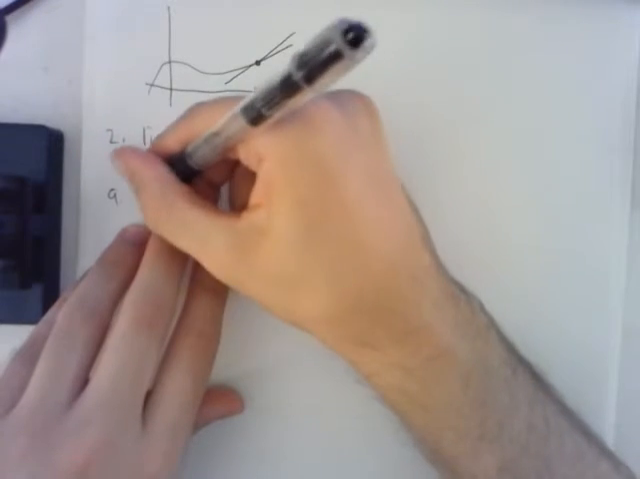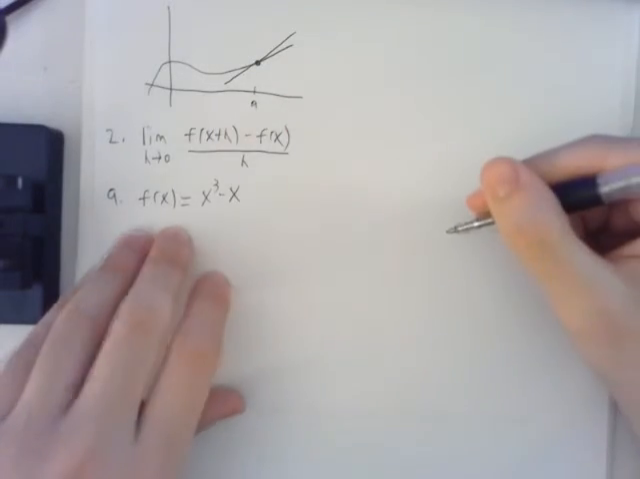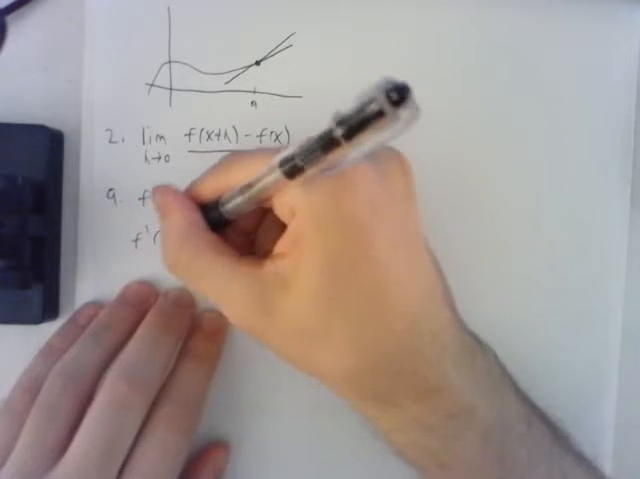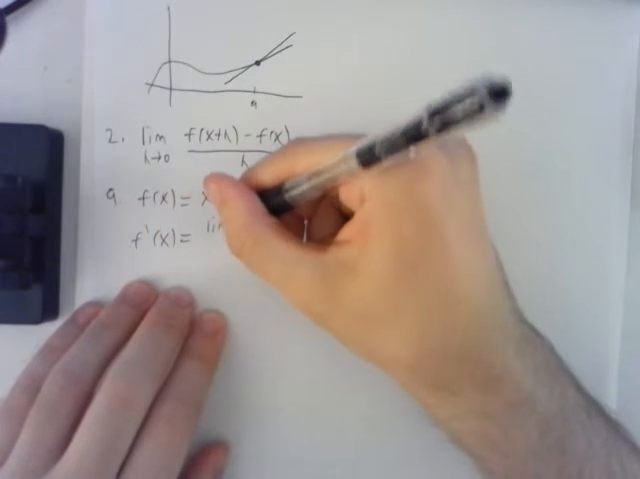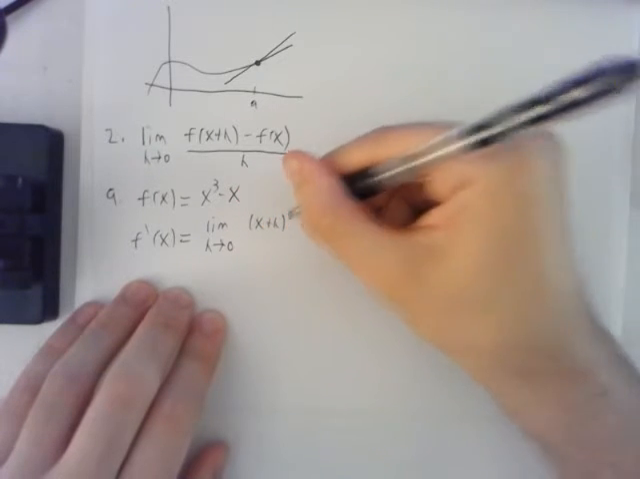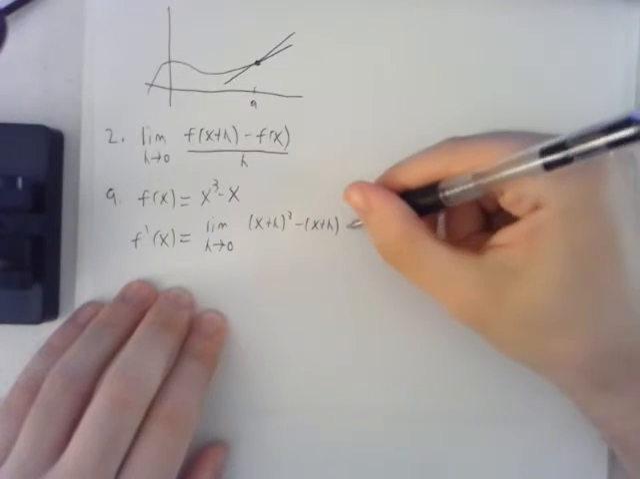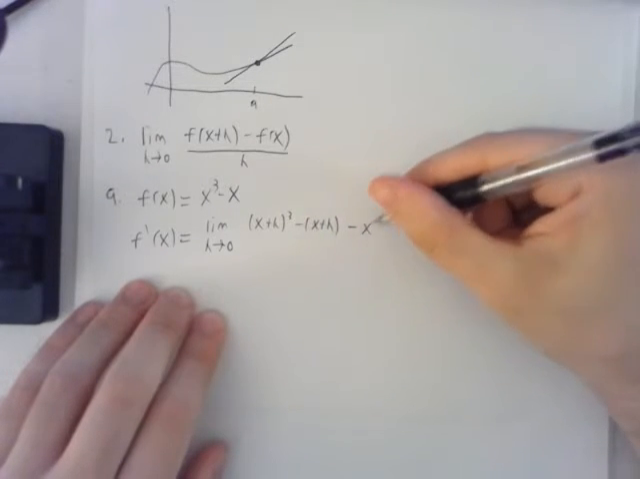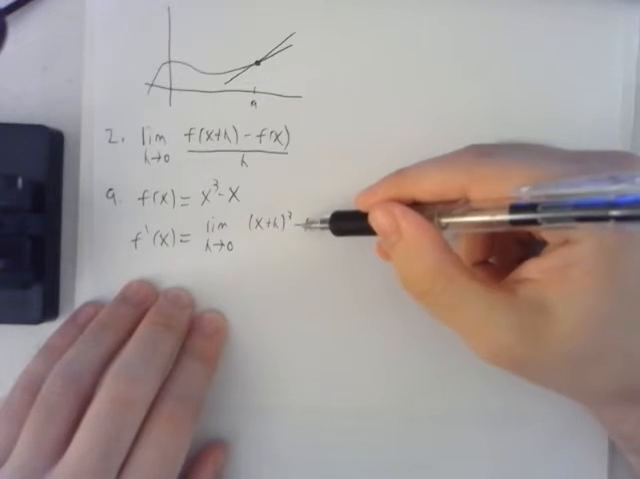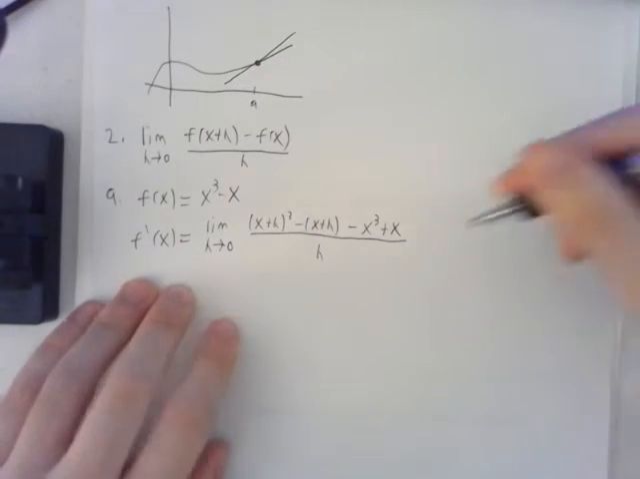So in A, we have the function f of x equals x cubed minus x. So let's apply this definition to that function. We have f prime of x is equal to the limit as h goes to 0 of (x plus h) cubed minus (x plus h). This is the f of x plus h term, minus f of x, which is x cubed minus x, and we have a minus sign here, so the minus there becomes a plus. And then we divide by h.